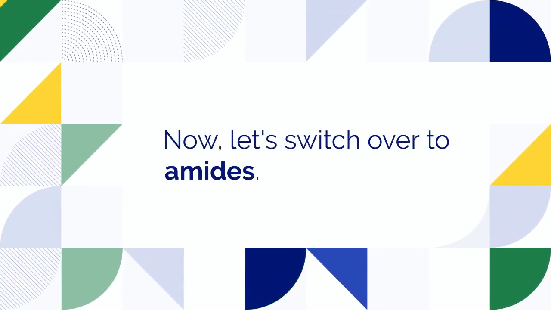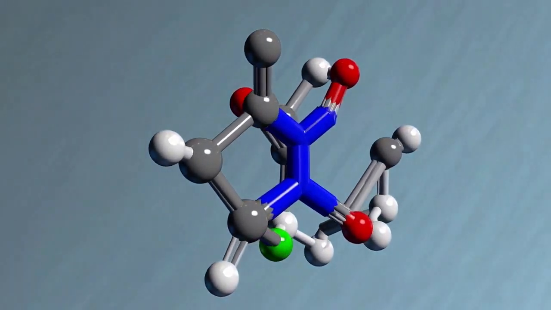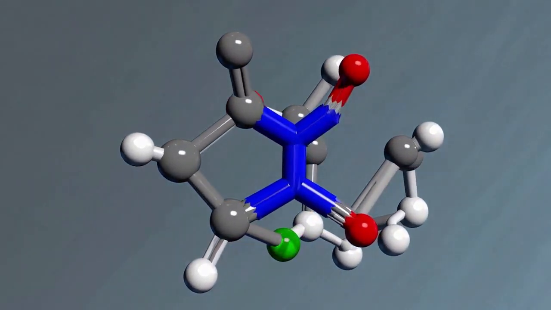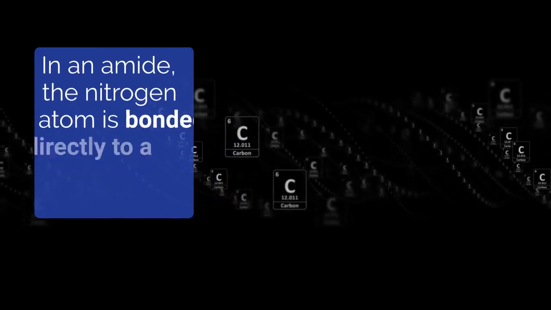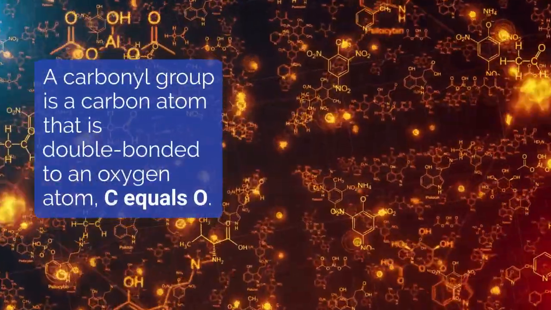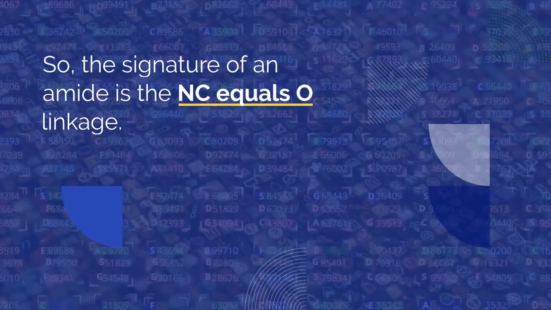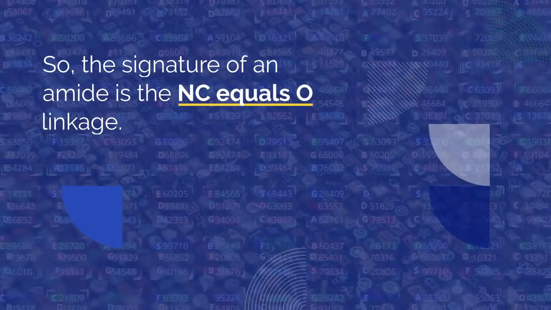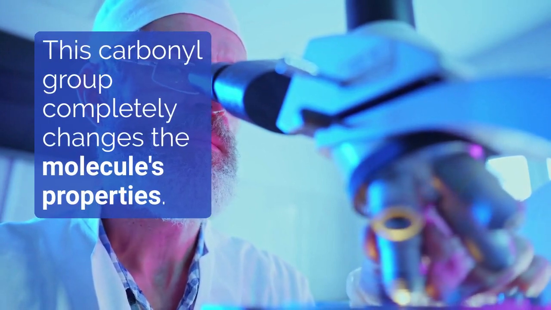Now, let's switch over to amides. Amides also have a nitrogen atom bonded to a carbon atom, but this is where the crucial difference lies. In an amide, the nitrogen atom is bonded directly to a carbonyl carbon. A carbonyl group is a carbon atom that is double bonded to an oxygen atom, C=O. So, the signature of an amide is the NC=O linkage. This carbonyl group completely changes the molecule's properties.